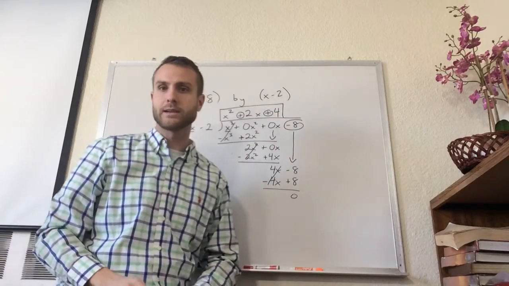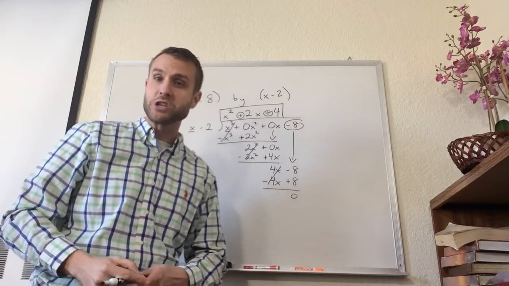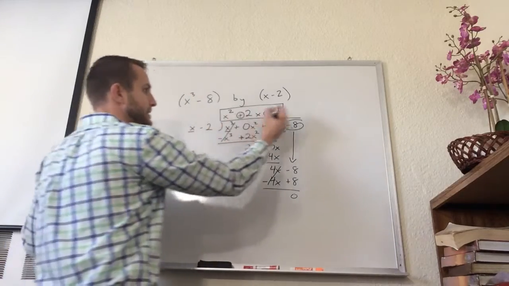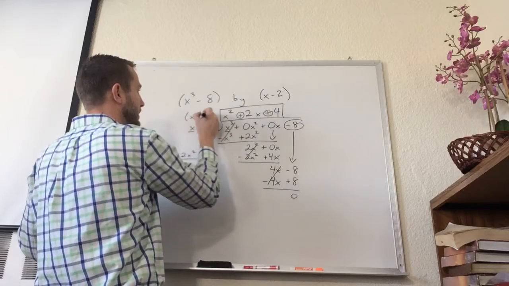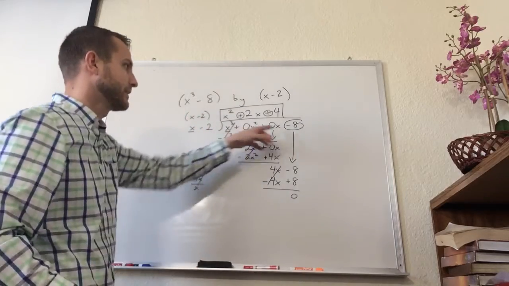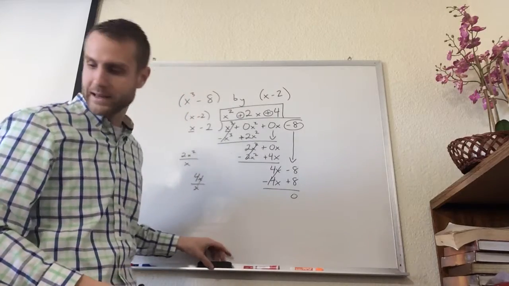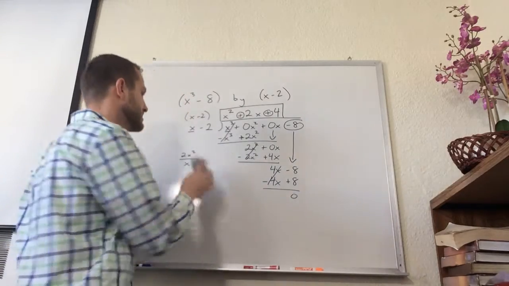x squared plus 2x plus 4. Now remember, you can always check your answer by multiplying back. So I could multiply this times my x minus 2, and I should get this. If I don't, then I did it wrong. Now let me show you one more example here of dividing binomials.